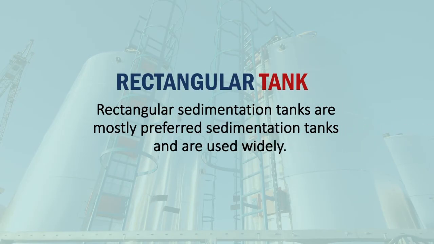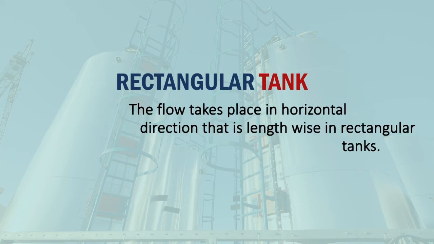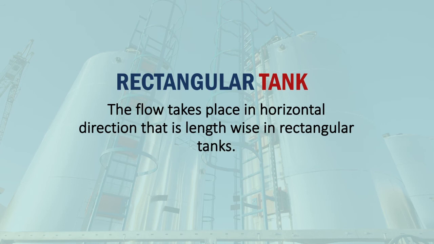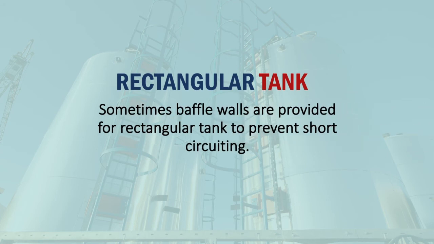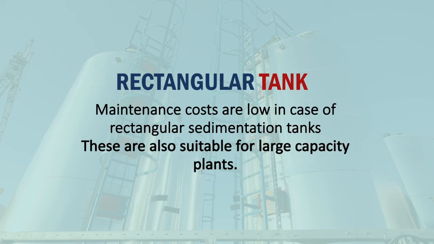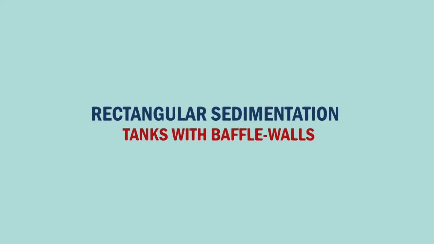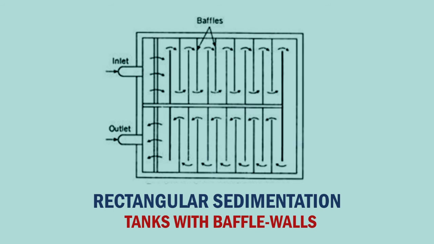Rectangular tank. Rectangular sedimentation tanks are the most preferred and are widely used. The flow takes place in the horizontal direction, that is, lengthwise in rectangular tanks. Sometimes baffle valves are provided in rectangular tanks to prevent short circuiting. Maintenance costs are low in the case of rectangular sedimentation tanks. These are also suitable for large capacity plants. So here is a picture of the rectangular sedimentation tank with the baffle valves.